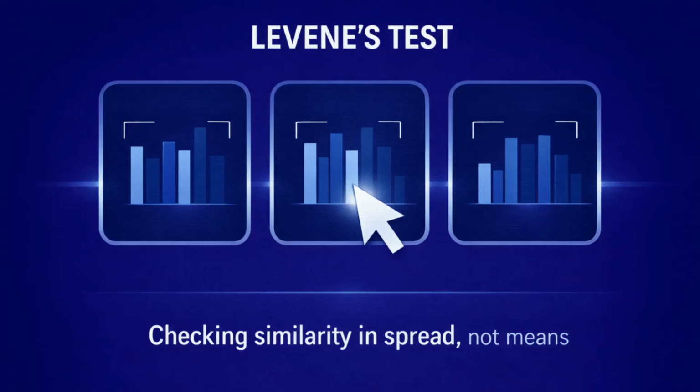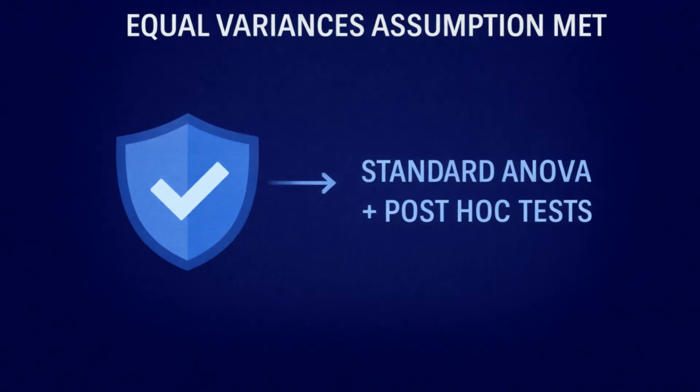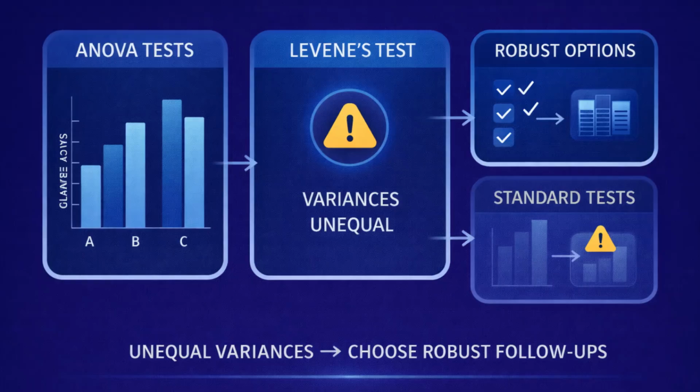A common way researchers check whether the group variances are similar is Levene's test. Levene's test is not asking whether the group means differ. It is asking whether the spread of scores is roughly the same across groups. If Levene's test is not statistically significant, it suggests the equal variances assumption is reasonably met, which supports using the standard ANOVA interpretation and the most common post hoc options. If Levene's test is statistically significant, it suggests variances are unequal, which means follow-up comparisons need to be chosen more carefully, so the results are not distorted by unequal spread.